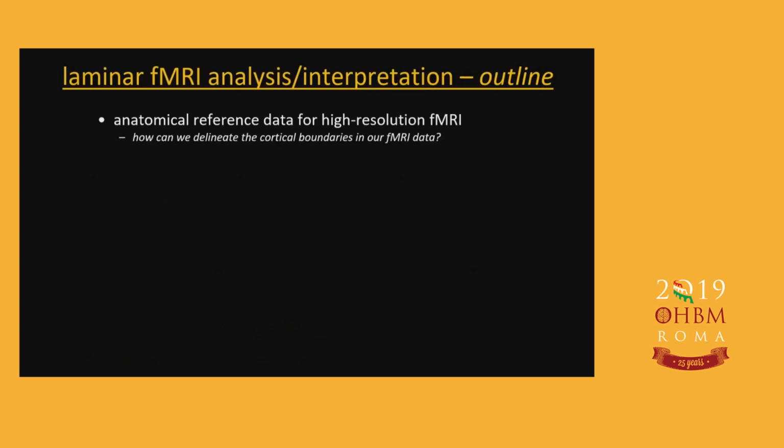And so with this brief introduction, I'd like to give an outline of this presentation. I'll start by talking about anatomical reference data for high-resolution fMRI and ask how can we delineate accurately the cortical boundaries in our fMRI data. Next, I'll talk a little bit about preprocessing for intracortical fMRI and ask how do we preserve the high spatial and temporal resolution in our imaging data.